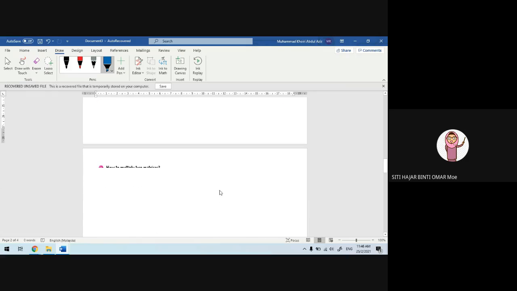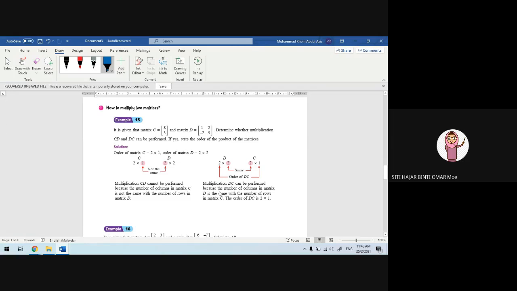Alright, now we go to the next one. How to multiply two matrices. Okay, you already know about the addition and subtraction. Now we focus on multiplication. Alright, for multiply, first step you have to check the order of the matrix. Okay, remember, make sure you check the order of the matrix. Why? Because we need to make sure that the order is the same.